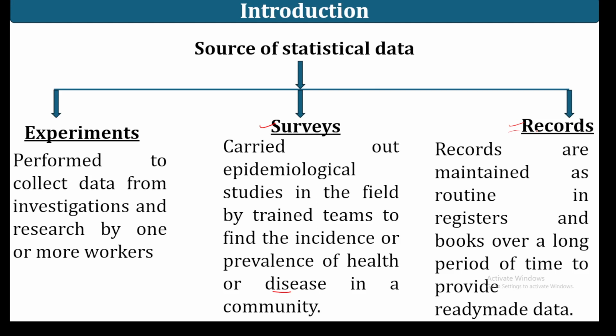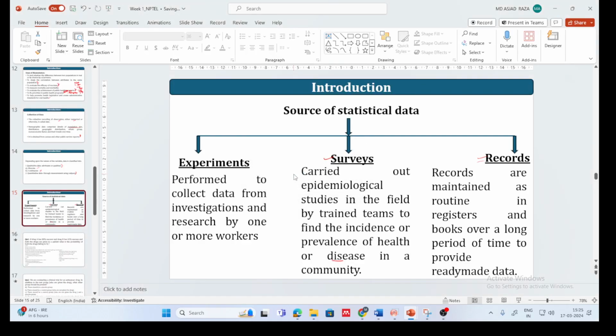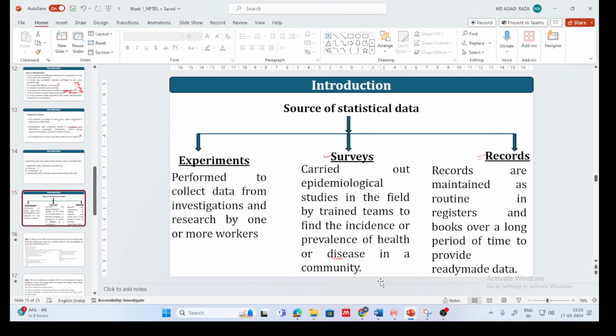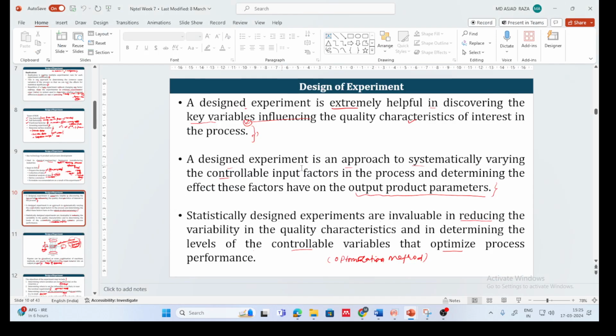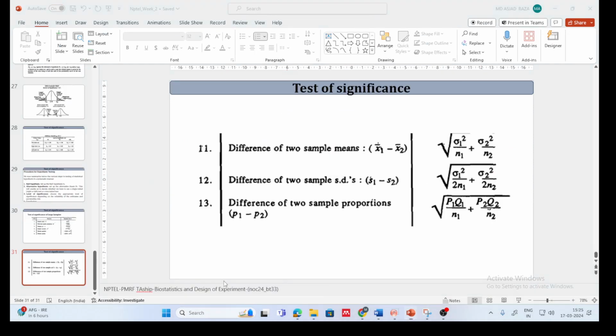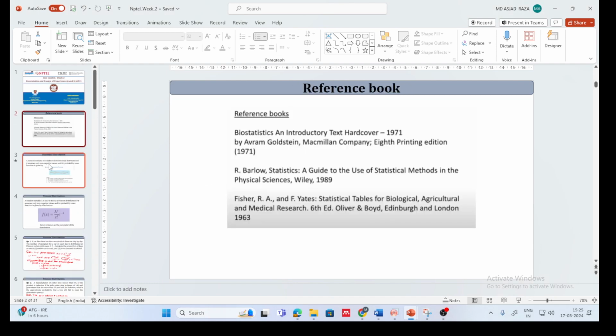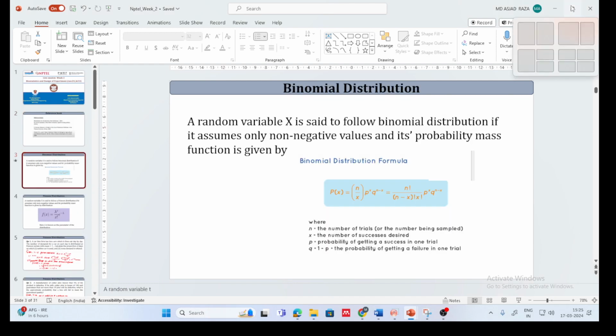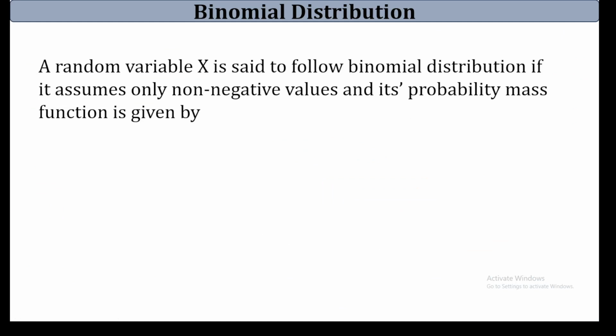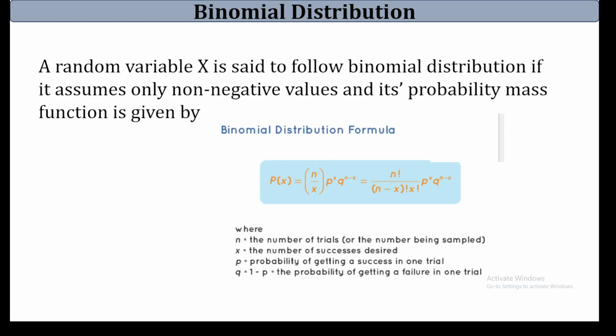Once you collect the data, you have to do the data analysis. So you have to define what we need to check, which method we need to apply. That will start with the binomial distribution. For the binomial distribution we have the formula: nCx, p to the power x, q to the power n minus x.